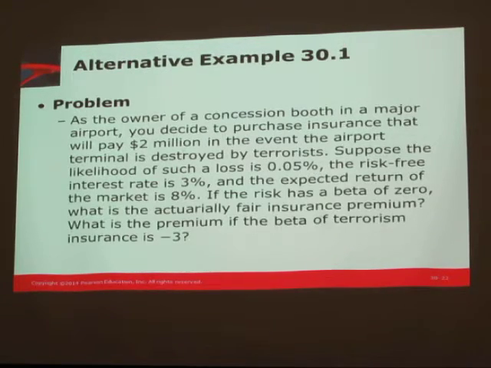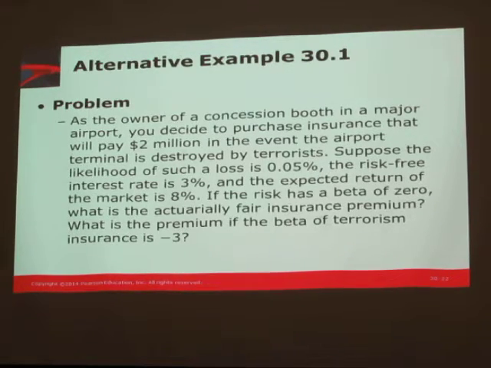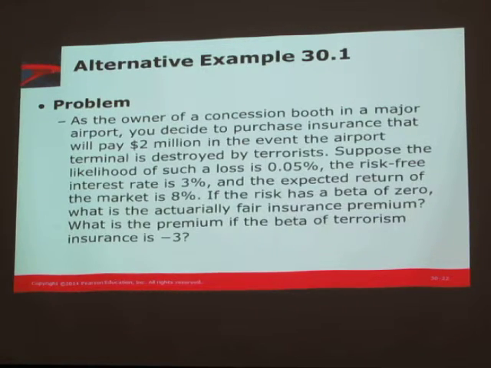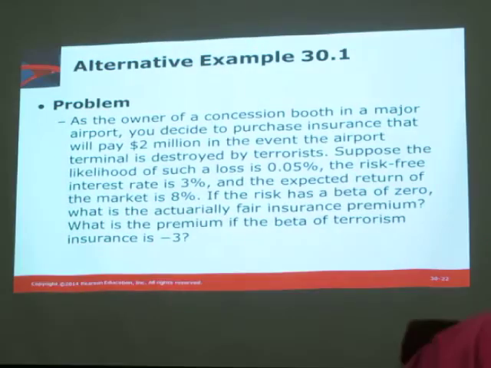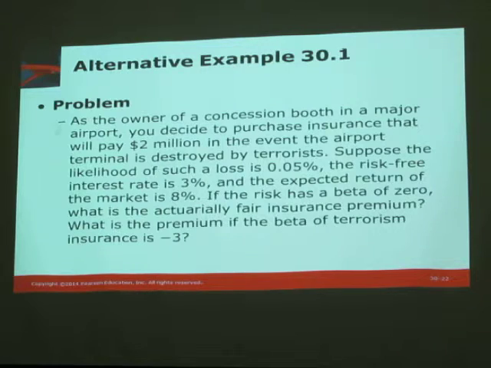Okay. Concession goes to the major airport. You decide to purchase insurance that'll pay $2 million if the airport is destroyed by terrorists. Boy, we're having a positive day today, aren't we? Suppose the likelihood of such a loss... So, $2 million times what?